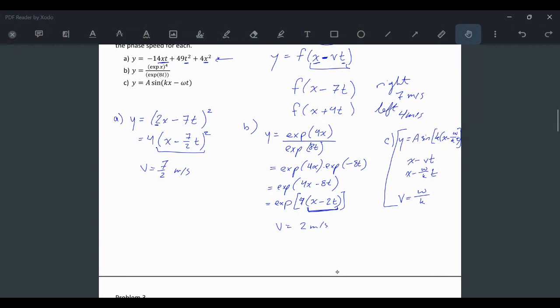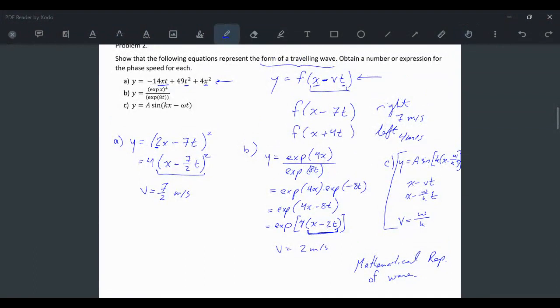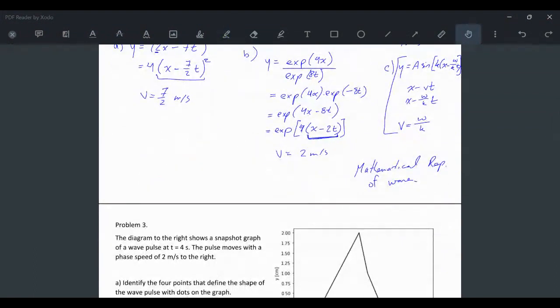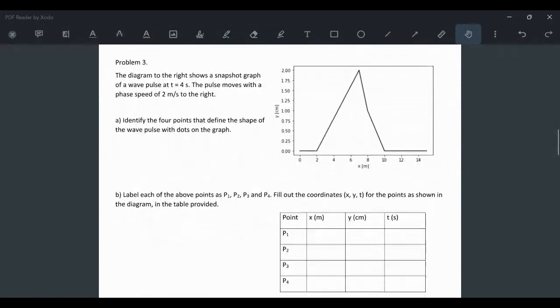If you've paid attention in lecture, this is the mathematical representation of a wave or a wave pulse. As long as it satisfies this form that's written here, then you can, with high confidence, know that it's a function of a wave.